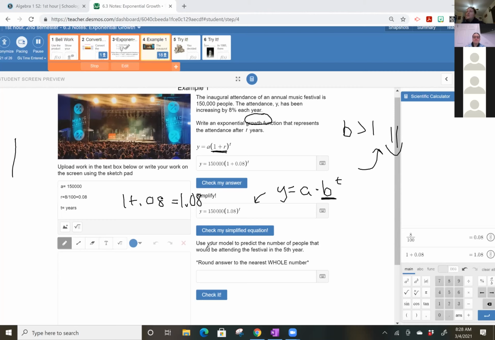Now for the next one, this is where scientists, I mean, we're talking about prediction here. This is where scientists or people in the music industry thrive. They want to predict. It says predict the number of people that will be attending in the 5th year. So we have this beautiful equation. Where am I going to put that 5?